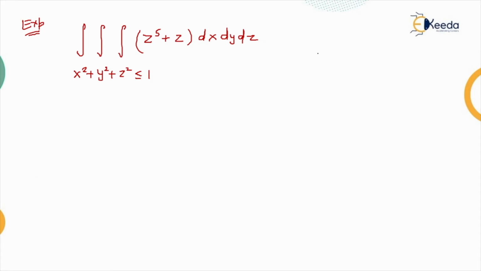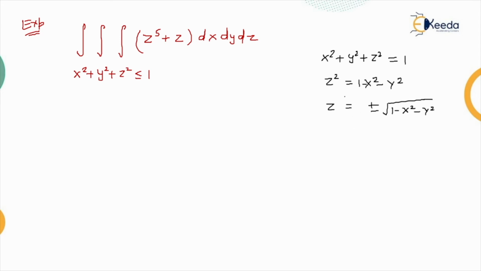See my dear, first of all I will write out the boundary value condition, that is x square plus y square plus z square equal to 1. So it means I can find the value of z in terms of x and y. You can write z square equals 1 minus x square minus y square, and so z is equal to plus or minus the square root of 1 minus x square minus y square. Clear? This is the value of z.